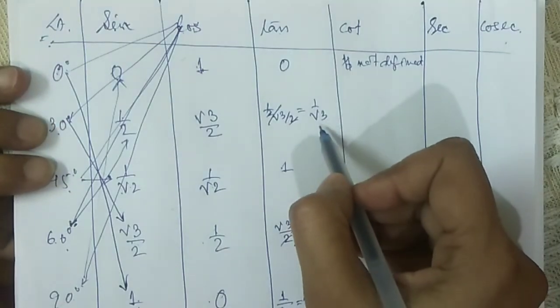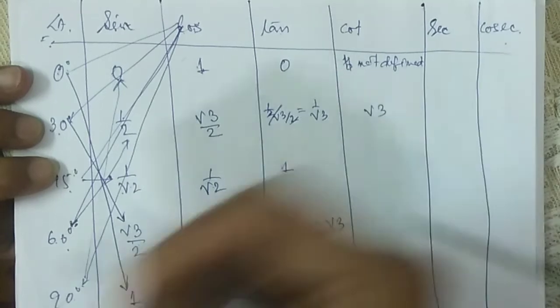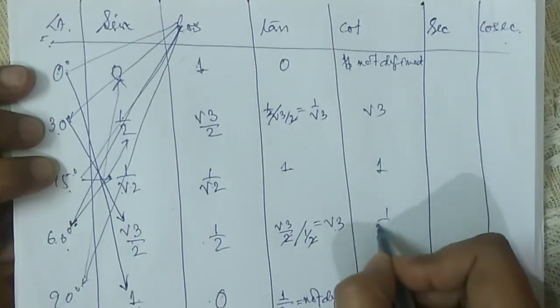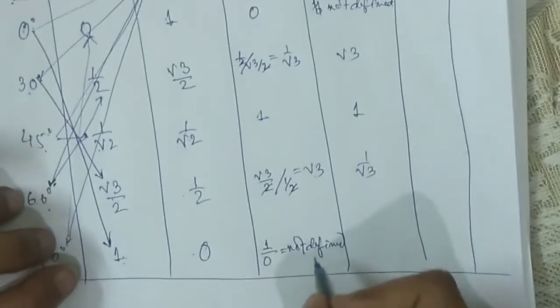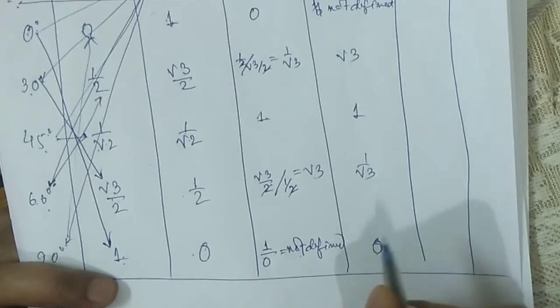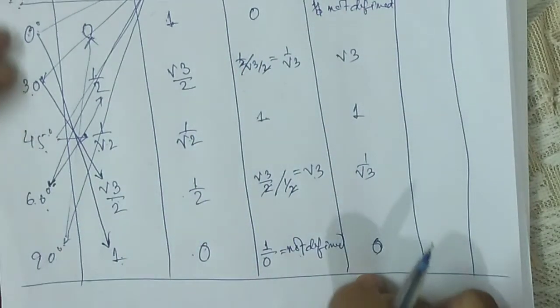When you take 1 by root 3, the reciprocal of this is only root 3. Reciprocal of 1 is 1. Reciprocal of root 3 is 1 by root 3. For not defined, it will be 0. 0's reciprocal is not defined, and not defined's reciprocal is 0.